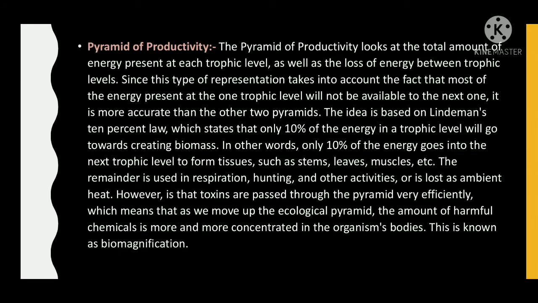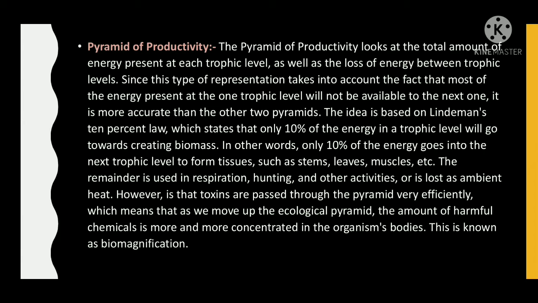Pyramid of productivity. The pyramid of productivity looks at the total amount of energy present at each trophic level, as well as the loss of energy between trophic levels. Since this type of representation takes into account the fact that most of the energy present at one trophic level will not be available to the next one, it is more accurate than the other two pyramids. The idea is based on Lindeman's 10% law, which states that only 10% of the energy in a trophic level will go towards creating biomass.